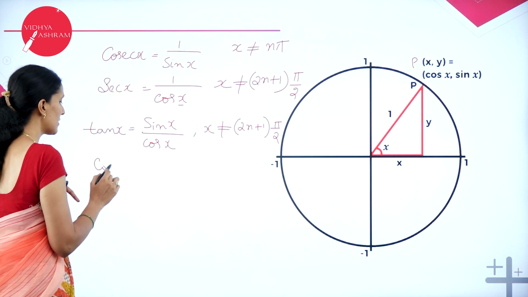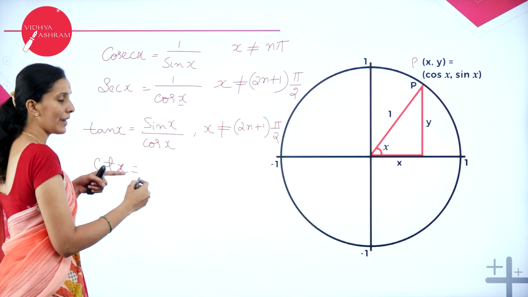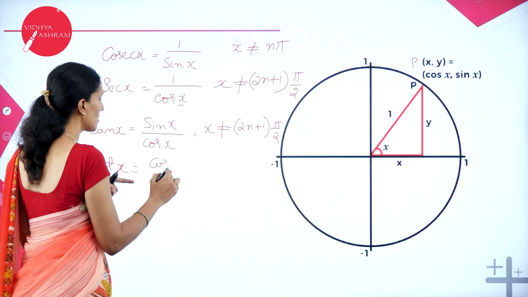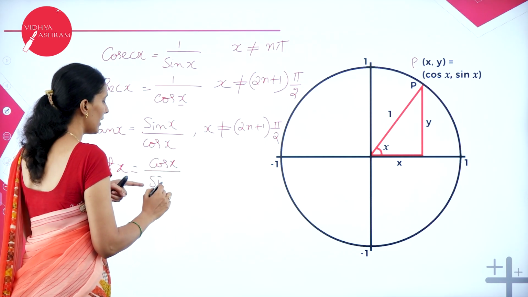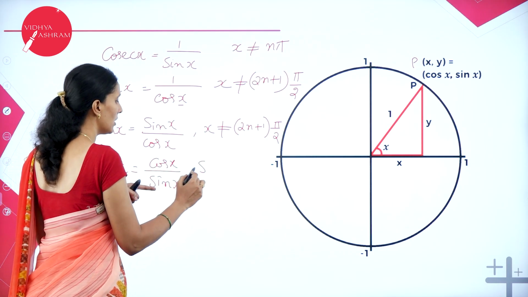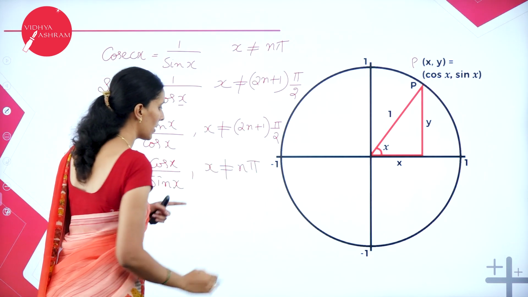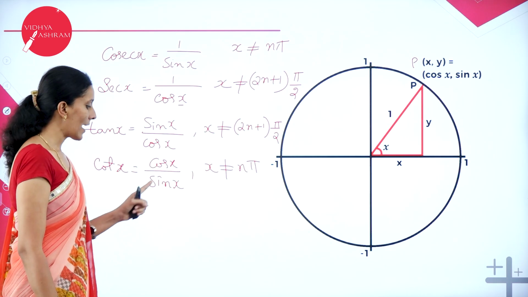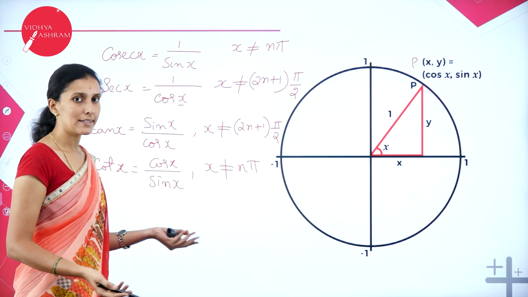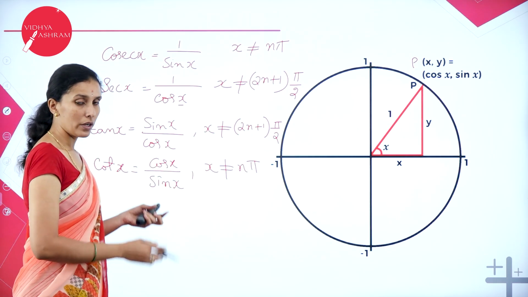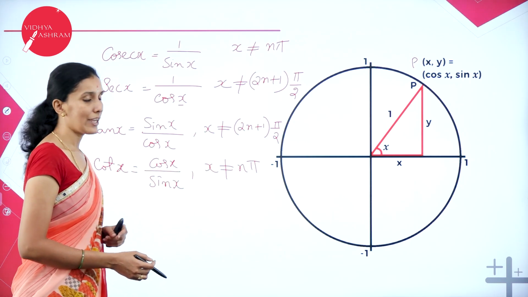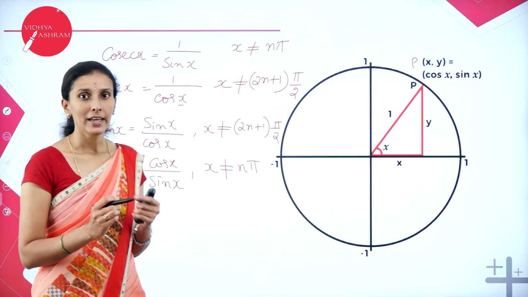And cot x is what? 1 by tan x, or we can take it as cos x by sin x. Here we have sin x in the denominator. So the x value cannot be equal to n pi, because if you put n pi, sin n pi is 0. Sin any pi is 0. The denominator will become 0. It cannot happen. So I should take x not equal to n pi.